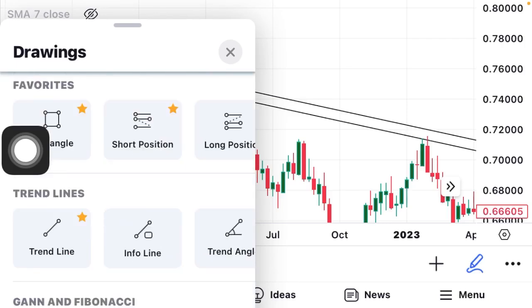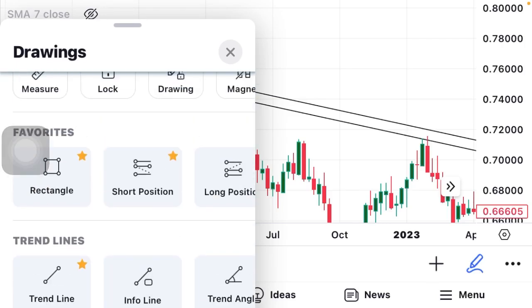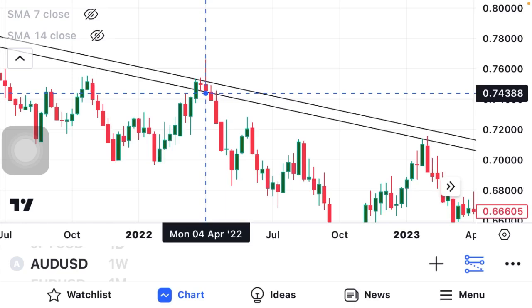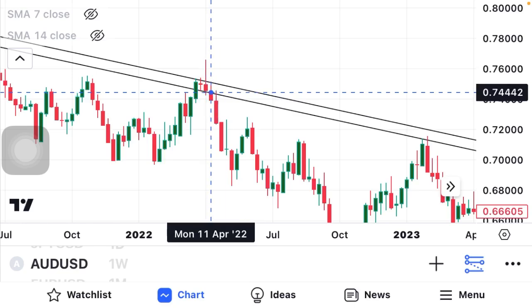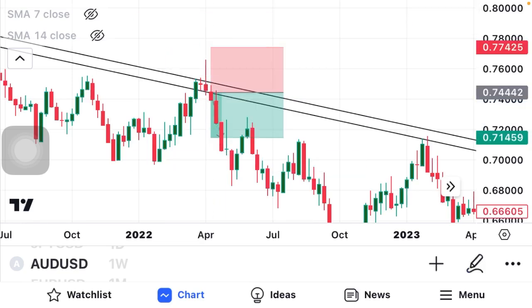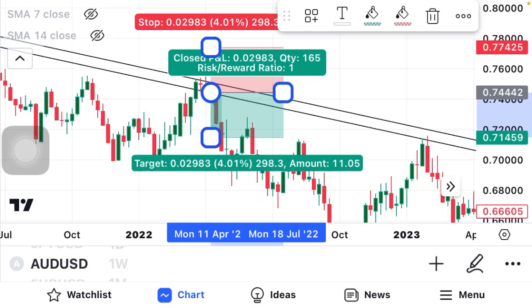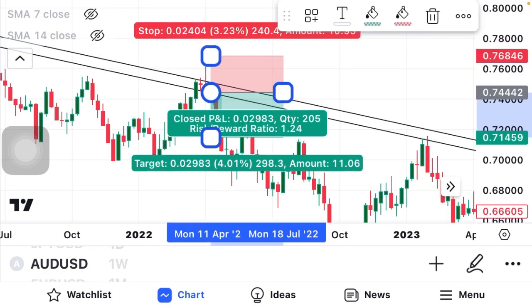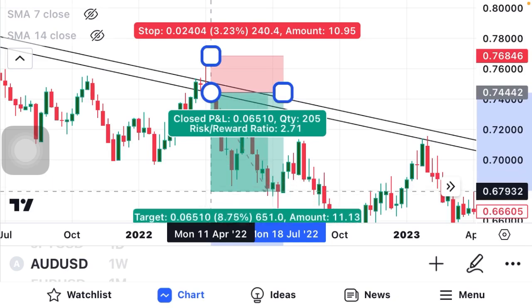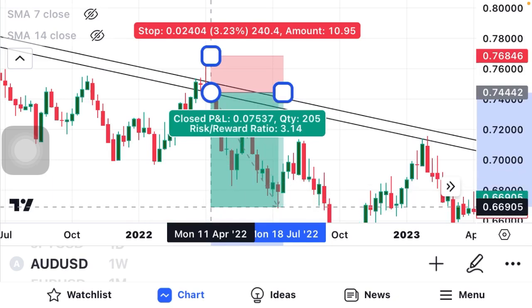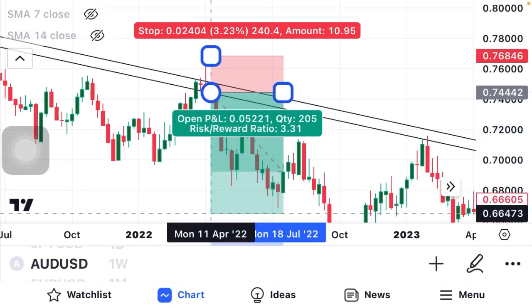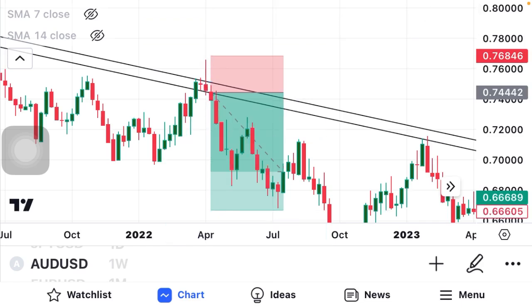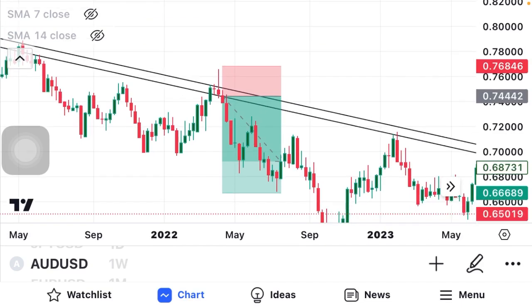Let me bring my position size in. For short, it will be like this. Now my stop loss will be above this trend line and this long wick rejection. Then my take profit will be like this. I can risk 3% of my account. So you can see that this trade happens to be a winning trade.